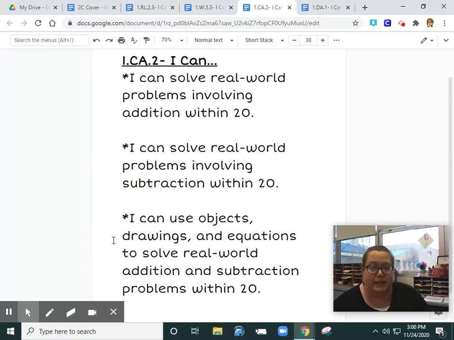So what that means is using not just your brain. I mean, if you have fact power, that's great, but you don't always have fact power. So we have to have other ways of figuring out our answers, other strategies to use. And that's what this part of this I can statement talks about: using different ways to solve problems and showing the different strategies that you use, okay? So that's that.